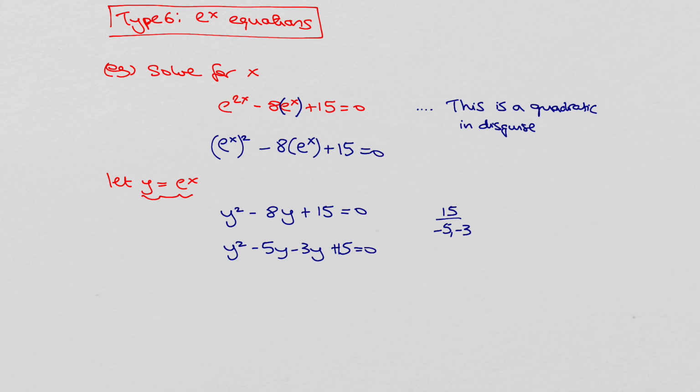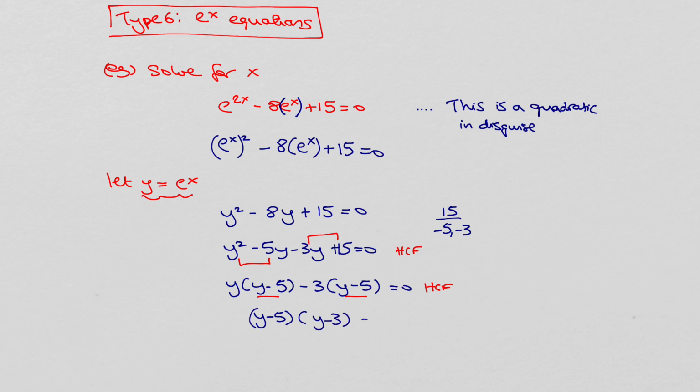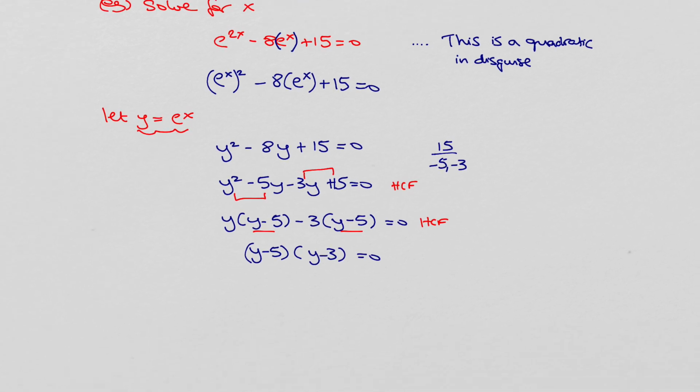So if I take out my highest common factor between the first two and the highest common factor between the second two, that gives me y times y minus 5. Minus 3 is common, which leaves me with y minus 5. And these two brackets are again the same, so I can take out my highest common factor a second time, which leaves me with y minus 5 times y minus 3 equals 0. So if I let both of those factors equal 0, then that gives me y equals 5 or y equals 3.